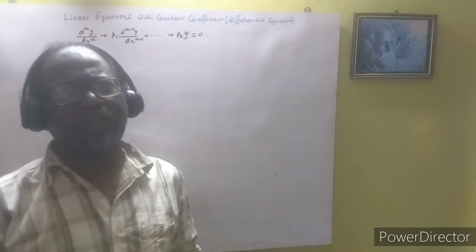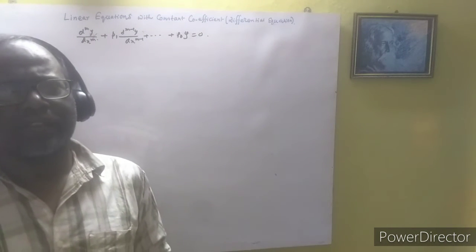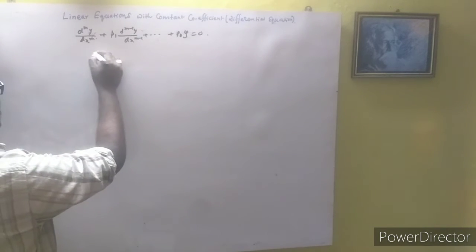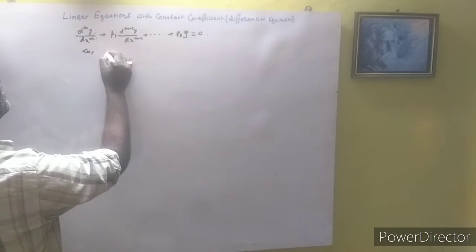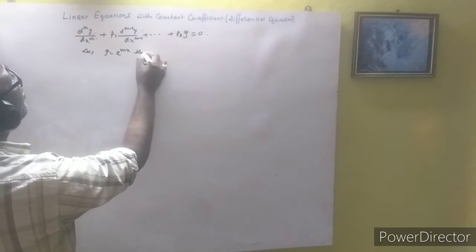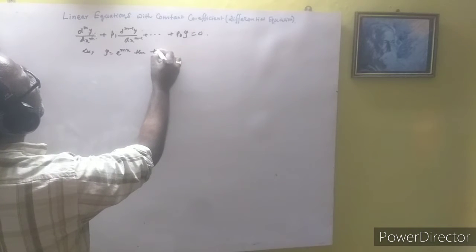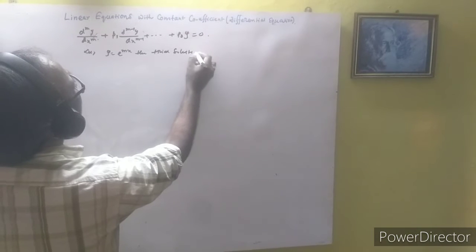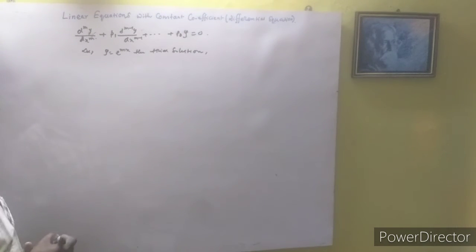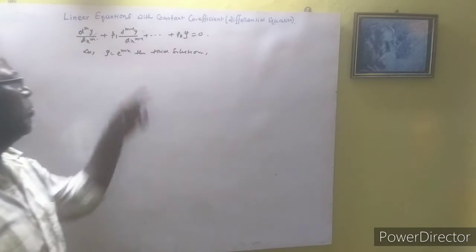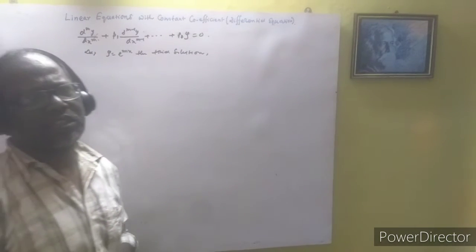In this type of equation, let us assume a trial solution: y equal to e to the power mx. Let y equal to e to the power mx be the trial solution. Then we easily get the value of m and find the solution.